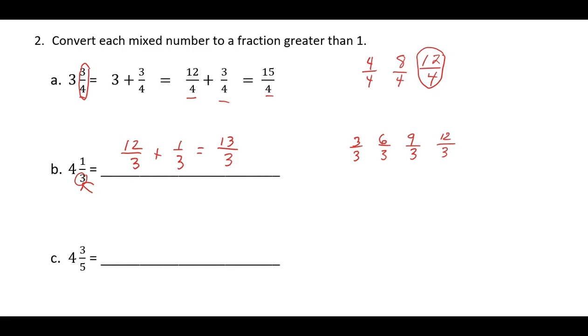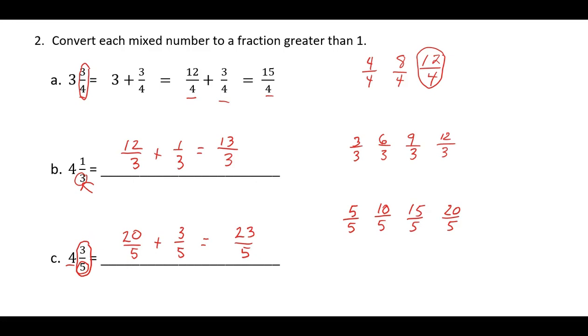Let's look at one more example. Here I have 4 3/5. Since I'm working with fifths, I know that it takes 5 fifths to make 1 whole, and I have 4 wholes. If it takes 5 fifths to make 1 whole, it's going to take 10 fifths to make 2 wholes, 15 fifths to make 3 wholes, and 20 fifths to make 4 wholes. So I'll take that 20 fifths and add it to the fraction of 3 fifths. 20 plus 3 is 23. That means that 4 3/5 is the same thing as 23 fifths.